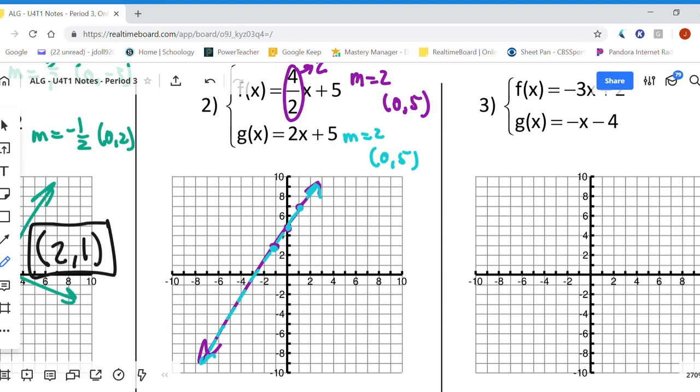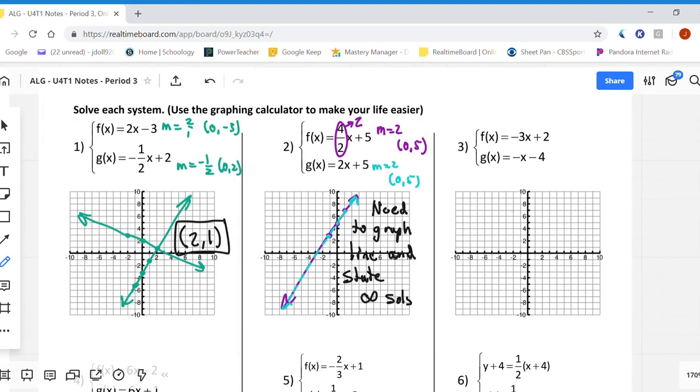So what I would expect to see for full credit on a test or a quiz is you need to graph the line and state that there are infinite solutions. All right, so when there's one solution, you just have to write the ordered pair. If there are infinite solutions, I do need to see the actual line that they share graphed so you can show me the infinite number of solutions here.